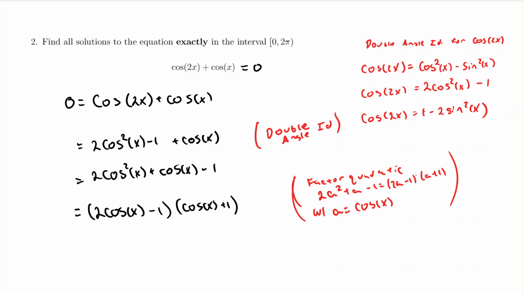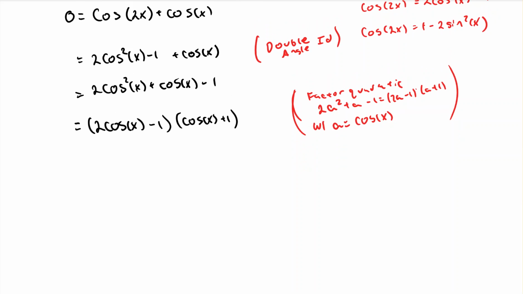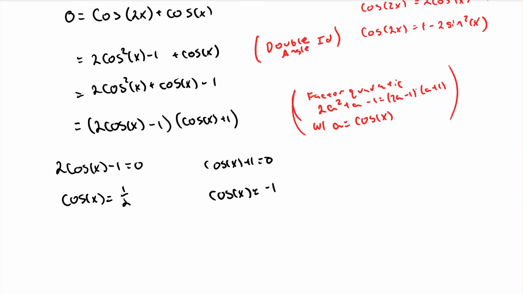Now it's the same game as what we did in the last problem. You can set each of these factors equal to 0 to then solve. And again, I know these are nice values on the outside of the unit circle. And since cosine is the x coordinates on the unit circle, I can draw a nice picture to be able to look for which x values are going to correspond to 1/2 and which are going to correspond to -1 on my circle. So I draw my picture.